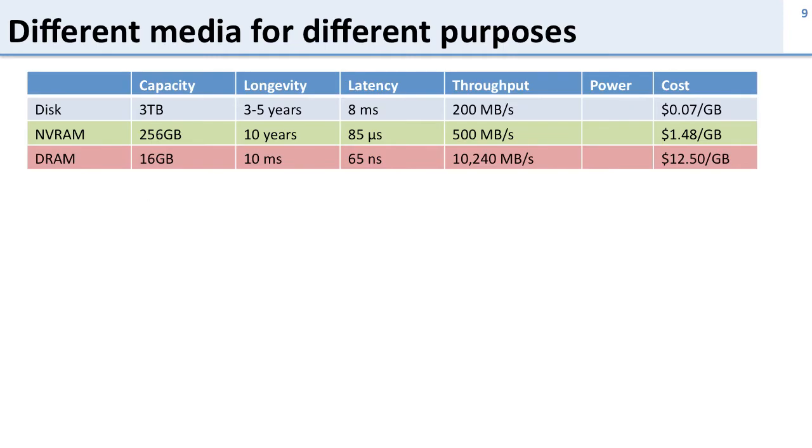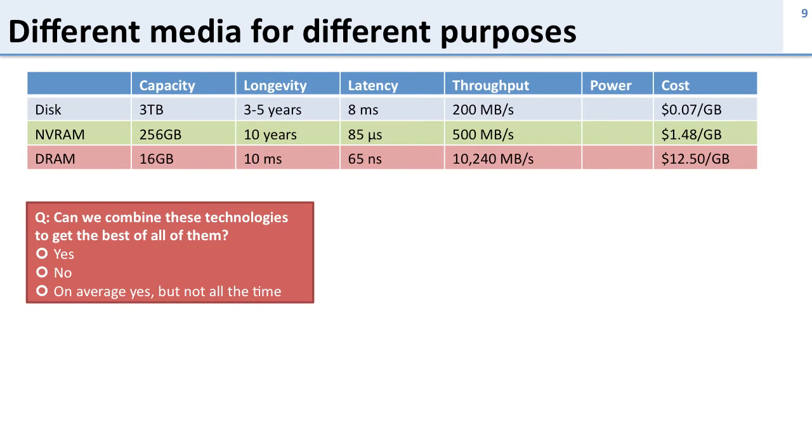Now we've seen stuff that is good for latency. We've seen that non-volatile memory, flash, has much lower latency. DRAM has much lower latency, but it's much more expensive. So the question is, can we take these technologies and can we combine them together to get the best of all of them?